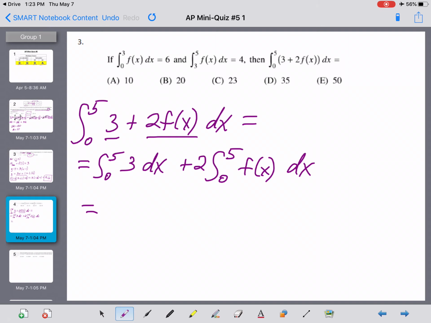Okay, guys, first part should be pretty easy. We're doing a definite integral of a constant function. This is just a rectangle. From 0 to 5 is a width of 5. Our height is 3. That first integral right there is going to equal 15.